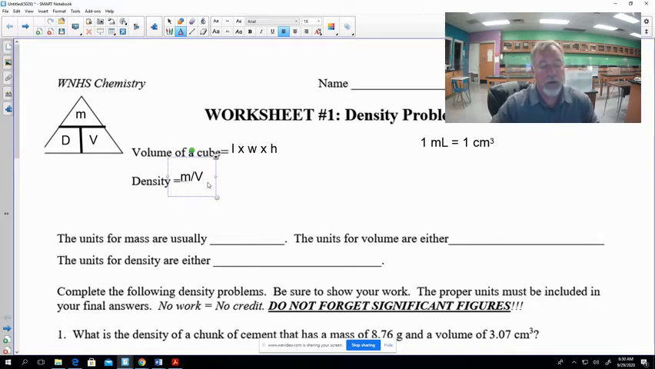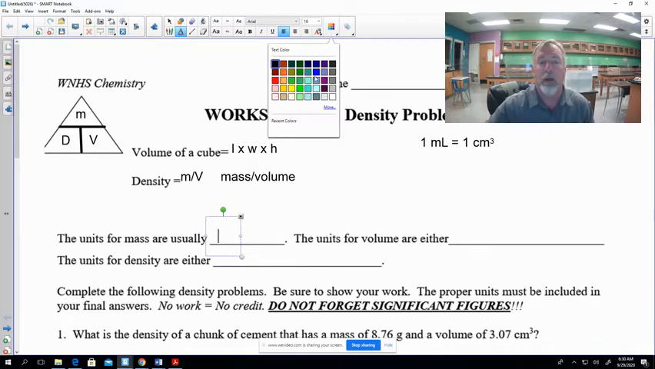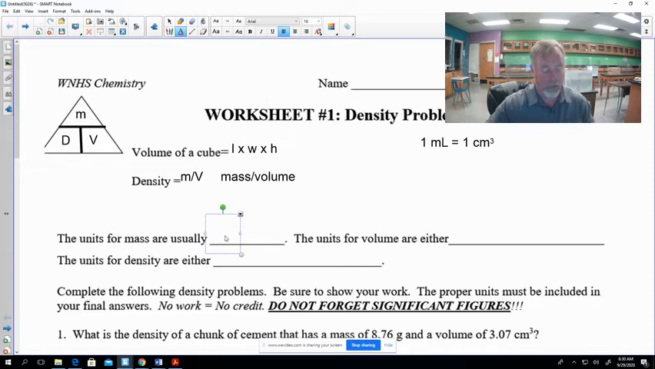If I put that in English, mass divided by volume. Units for mass are usually, so we talked about this a bit yesterday too, so this is a bit of a review, usually we talk about the units of mass being grams. Let me make my colors different here so it's easier for you guys to see. The units of mass are grams.